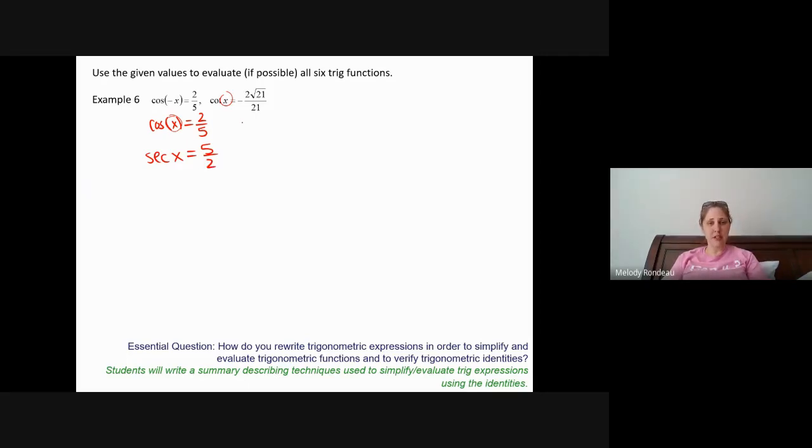Cotangent, I would do tangent. This one's going to be just lovely. Tangent of x would be 21 over 2 times the square root of 21, which is a mess. If you have practiced this a lot and you can see it without me rationalizing, here we go.